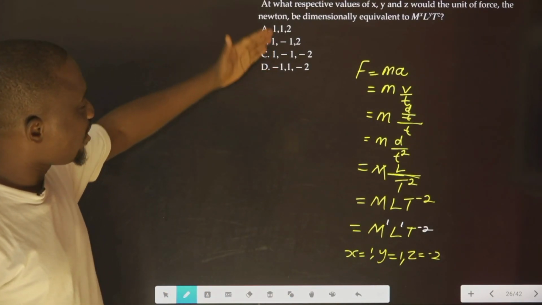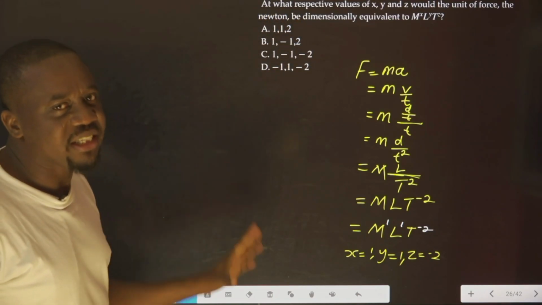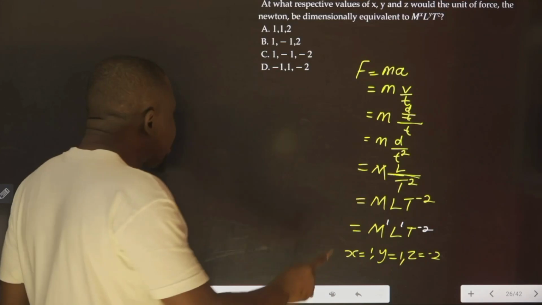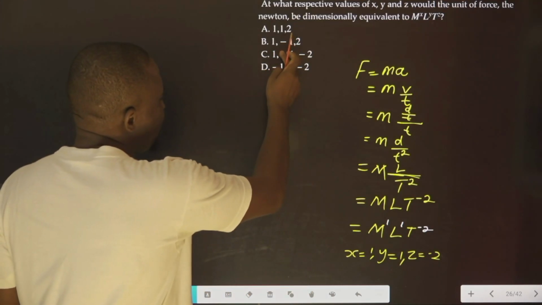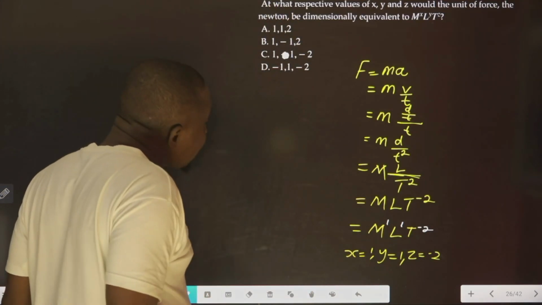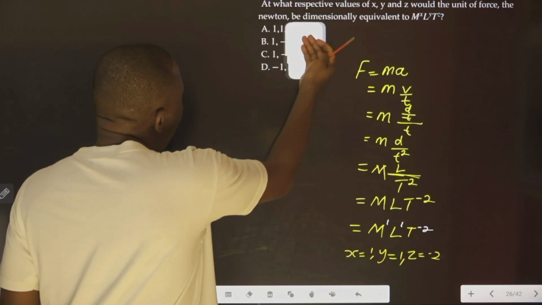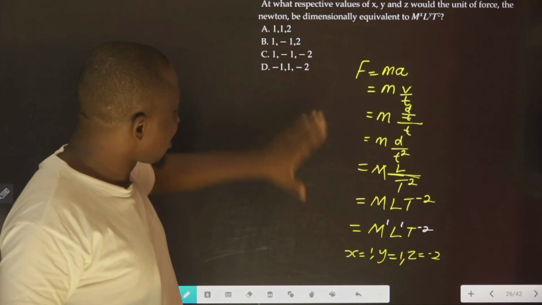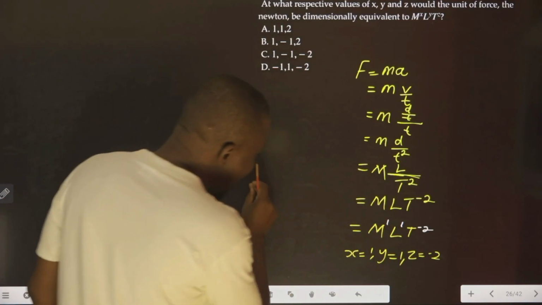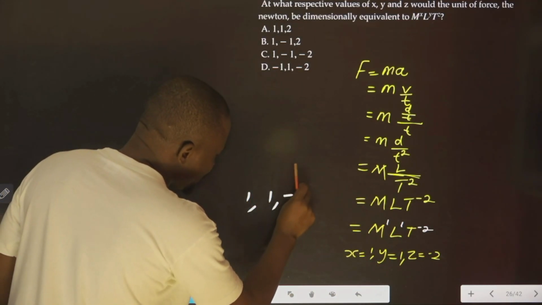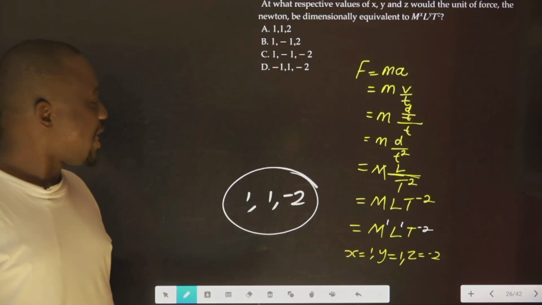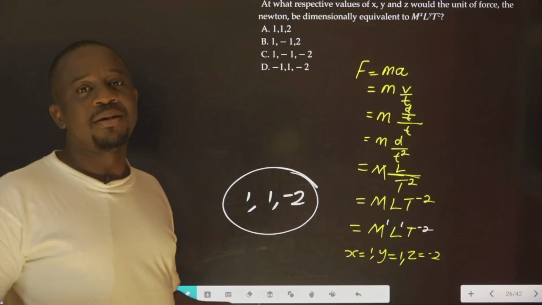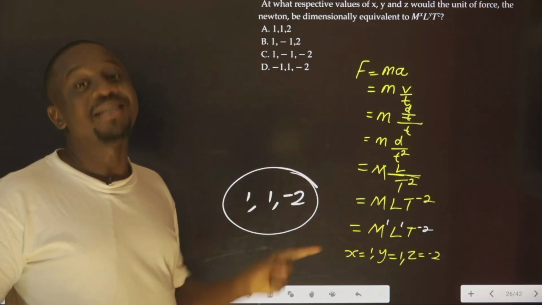So let's check. As you can see, none of these options is correct. It's 1, 1, minus 2. Maybe this one is actually 1. Would that be 1, 1, minus 2? Or this one is 1, 1, minus is here. So none of these actually matches, but the answer is 1, 1, minus 2. This is the answer, okay? If I'm in an exam and I don't find the answer, I leave it like that. I don't mark any option as the answer.